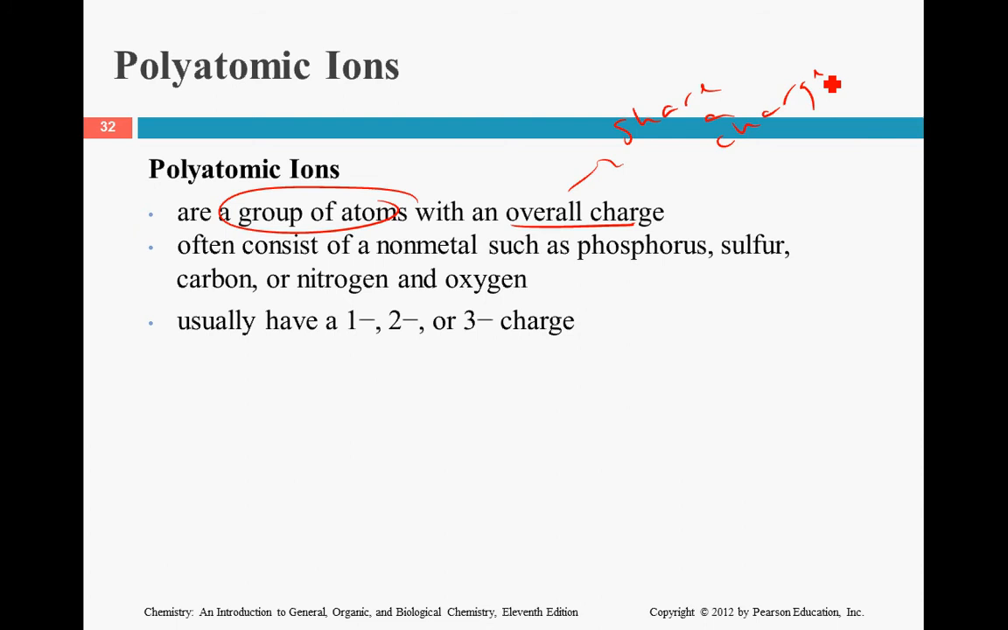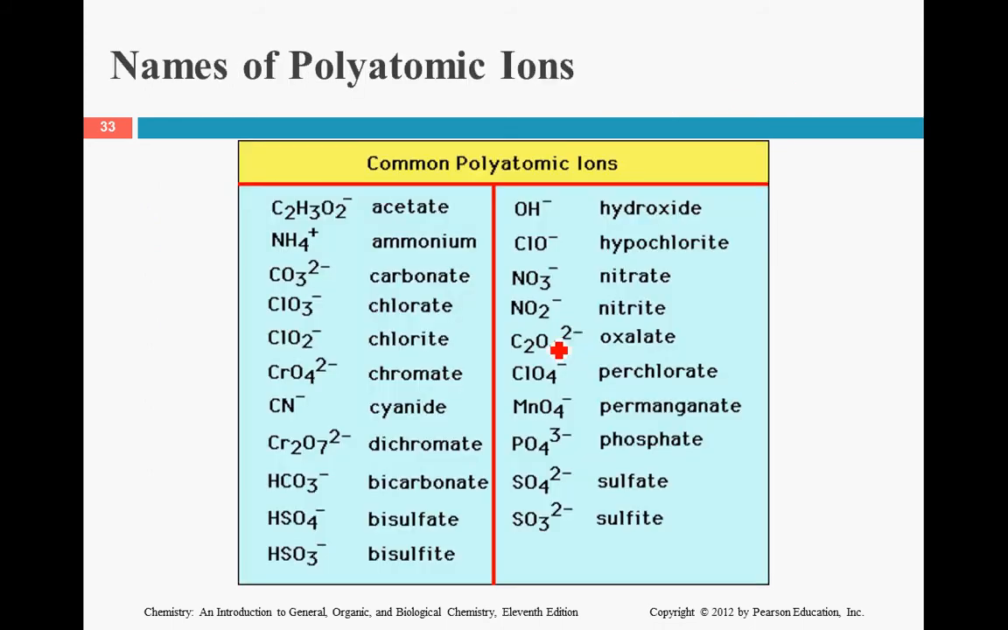They usually consist of a nonmetal, such as phosphorus, sulfur, carbon, nitrogen, and oxygen, and have a charge of -1, -2, or -3. There are a couple of positive polyatomic ions, but we're just going to stick with ammonium as the one exception for now. That's the only positive polyatomic ion that we're going to consider. Here's a list of them. Rather than going through the rules, I'm just going to give you a list every time. You do not have to memorize these. They are simply there, and you have to know how to use them.